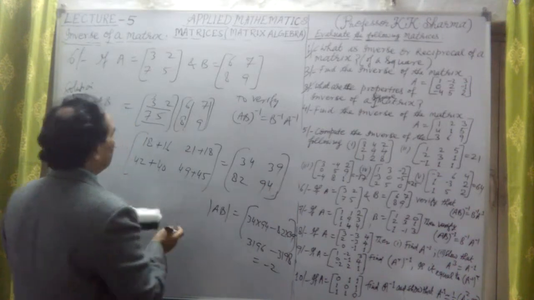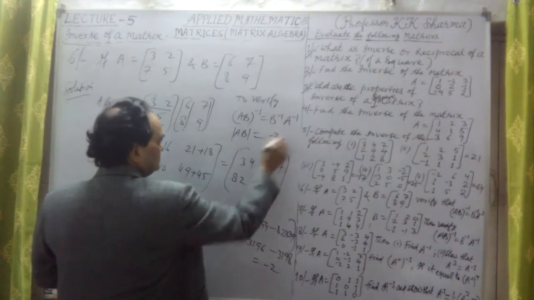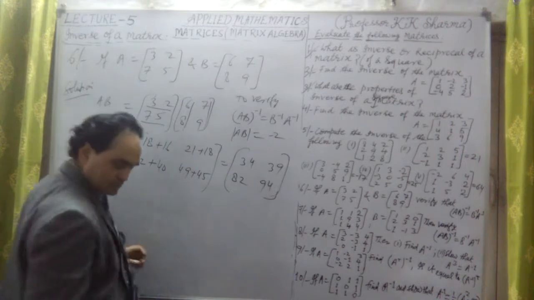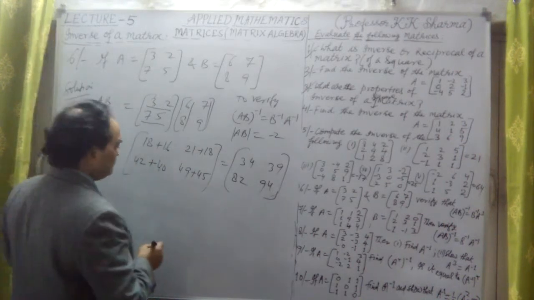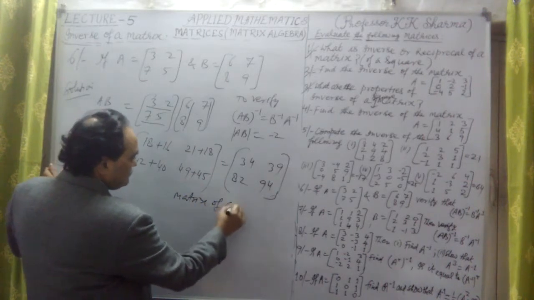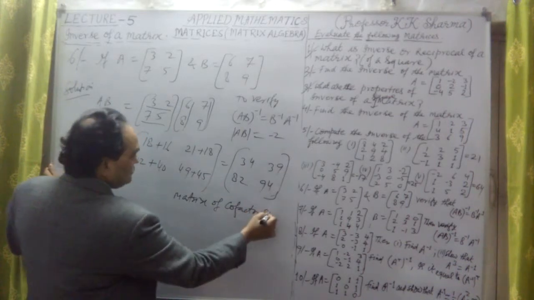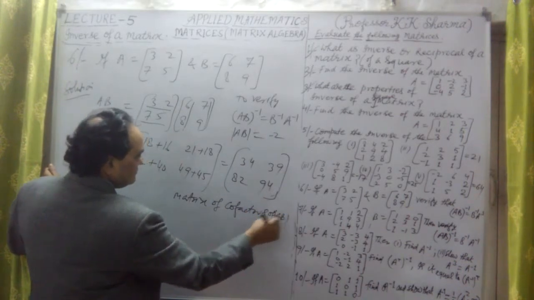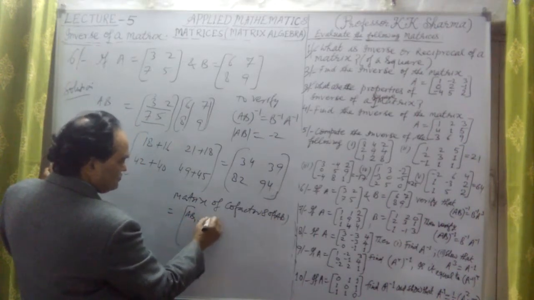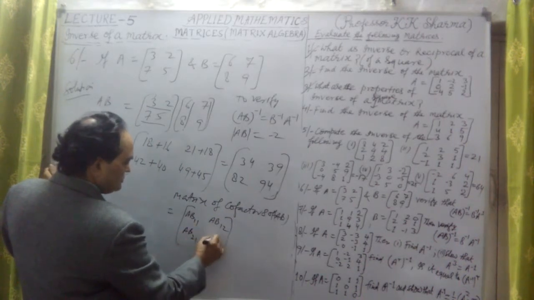Alright, so the inverse is possible. The determinant value is minus 2 here. Okay, now let me find the adjoint of this. For that, the matrix of cofactors of AB is equal to, let me write here, AB11, AB12, AB21, AB22.